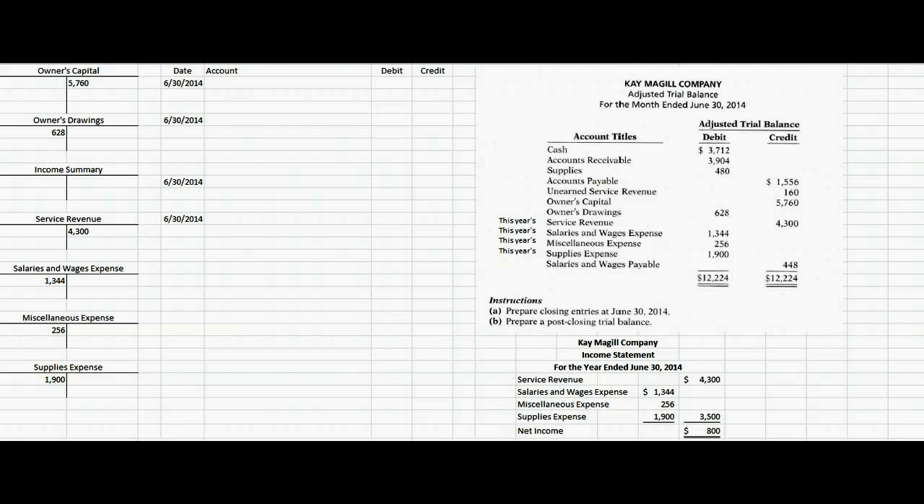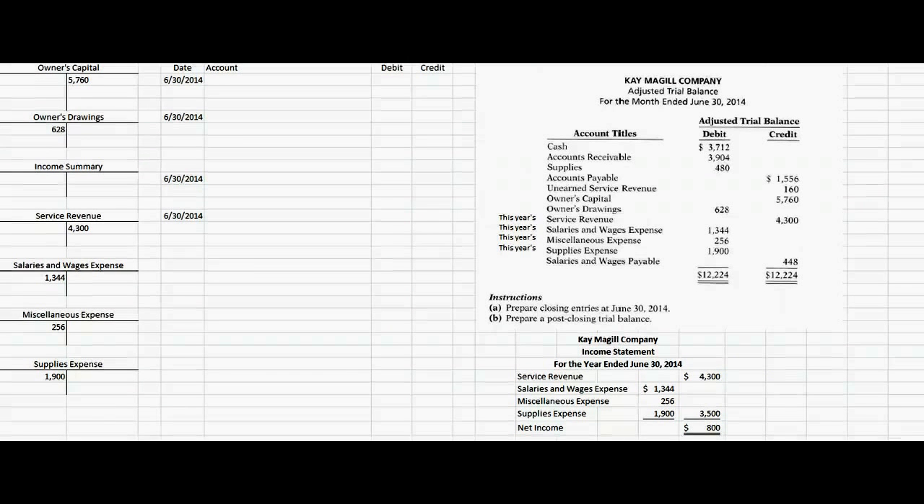Regardless of how you visualize it, the debits and credits are still the same. Let's start with the revenue account. It has a credit balance of $4,300. If we want to make it 0, we're going to debit it for $4,300. And where are we going to put it? We're going to move it into income summary. We close our revenue and our expense accounts into income summary. So let's post that. Service revenue gets a debit of $4,300. Income summary gets a credit of $4,300. Do you see how we just took this $4,300 and moved it into income summary?